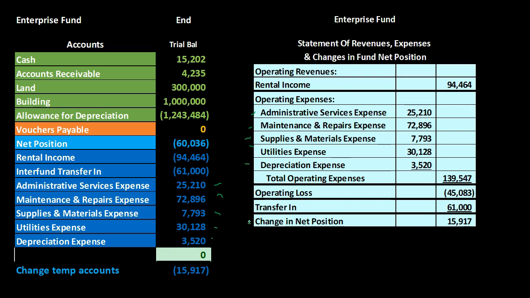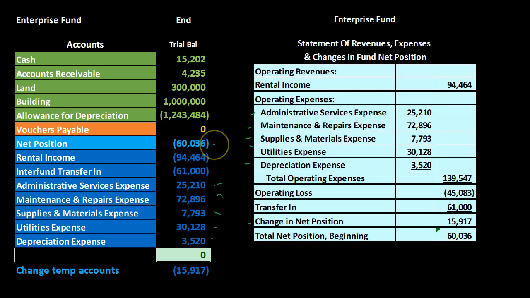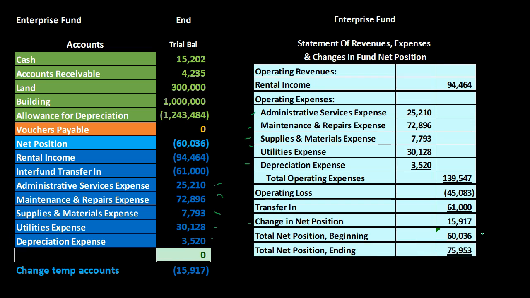And this is basically the change in the temporary accounts. Then we're going to tie that back into what would be similar to the equity section by saying, hey, let's look at the beginning equity. That's going to be the 60,036. That's similar to retained earnings, similar to the capital account, that we would then close out the temporary activity, the temporary accounts, what would be similar to the income statement accounts, to. So we're going to take that 15,917, then add the 60,036, and that will give us the ending number, the 75,953. That's what we saw on the post-closing trial balance.